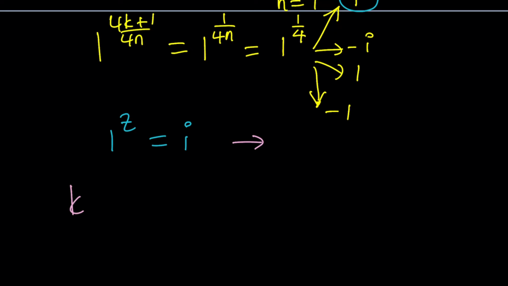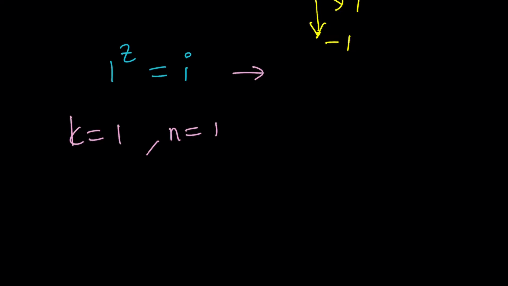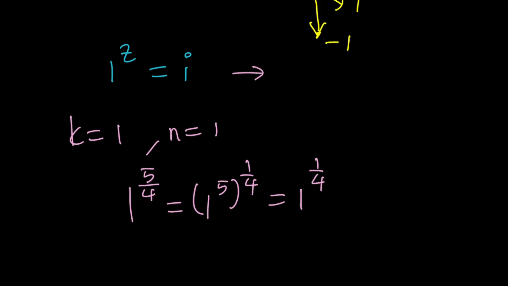What happens if I replace k with 1 and n with 1 at the same time? Then I get something like 1 to the power 5 over 4, which can be written as 1 to the power 5, to the power 1 over 4. Now here's the thing. 1 has 4 4th roots, but it only has one 5th power. You see, the thing with powers, the powers are more powerful, right? Sort of. And I don't know, maybe it's the other way around. But 1 to the 5th is 1, so this turns into 1 to the power 1/4, which also gives us 1. I mean i, sort of, right?